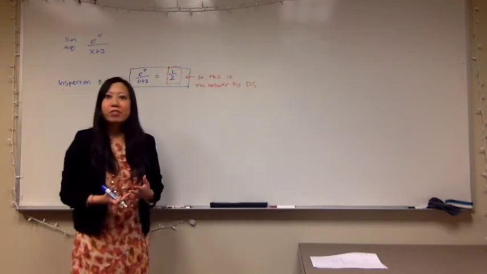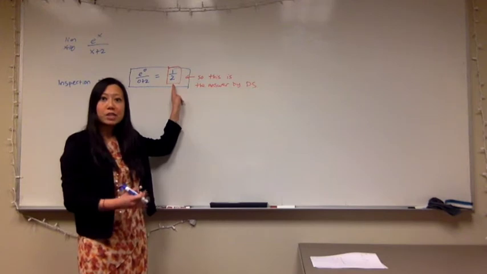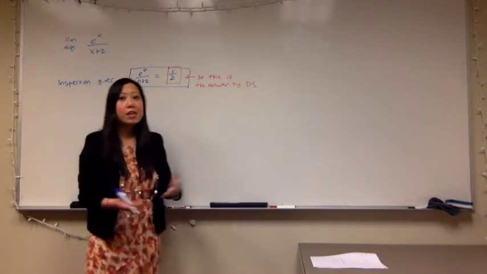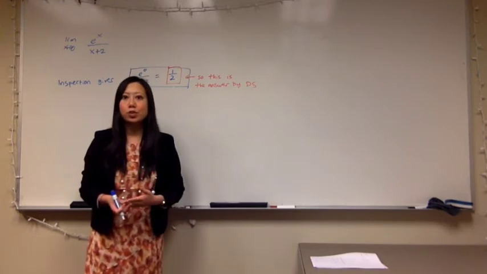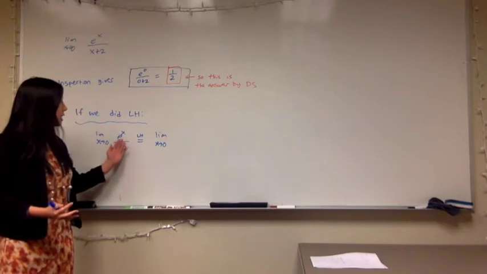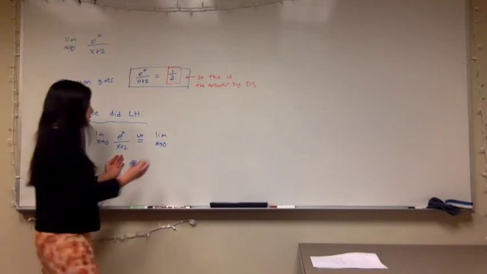So I abbreviate direct sub as DS. So we just say, okay, well, if I just try inspection, or in this case direct sub, I plug in x equals 0, I get 1/2, so that's my answer. I don't go ahead and do L'Hopital. So let's go ahead and see what happens if we did apply L'Hopital. I take the derivative of the top, which is e to the x. The derivative of the bottom is 1.